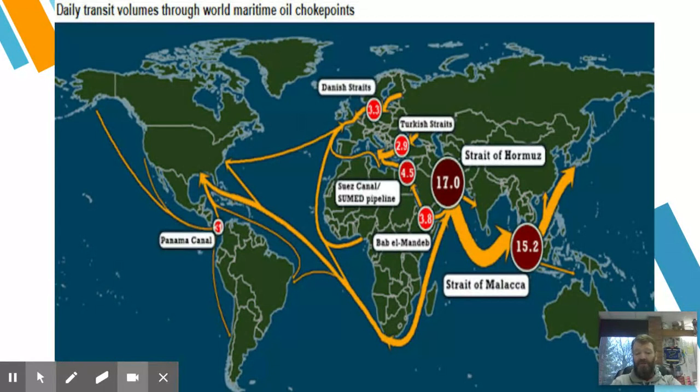The oil that comes out of there has to go through the Strait of Hormuz. So if you control the Strait of Hormuz, you can control the world's oil. Okay, economically, that's a big deal.